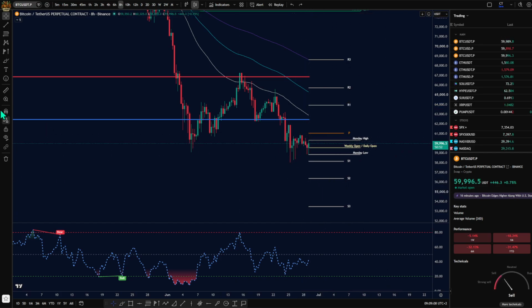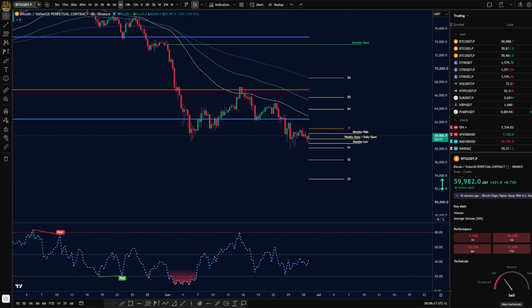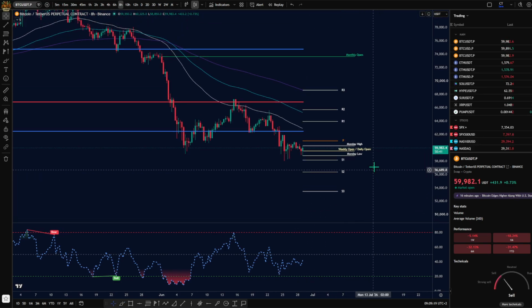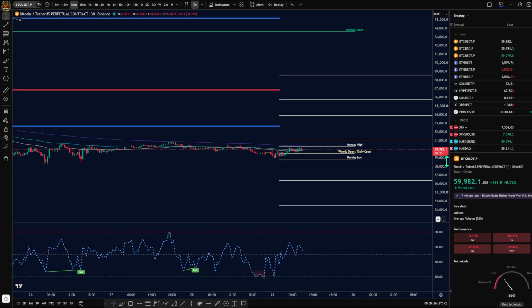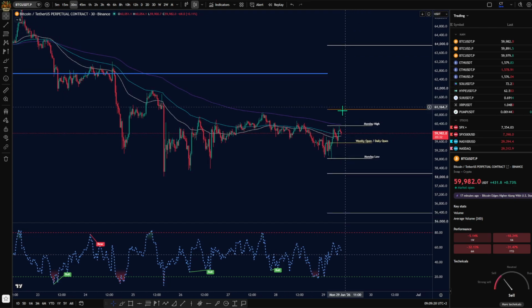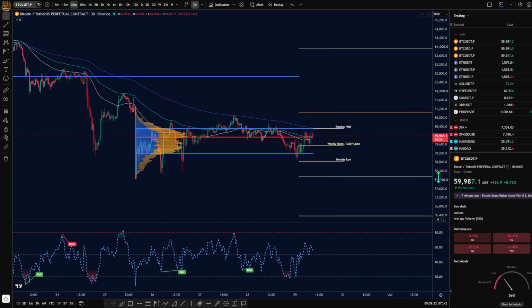Of course, if price cannot even reach the weekly pivot or the value area low, this is going to show some significant weakness, and we could be reversing down to the lows very fast. If we go on a lower time frame, put our range right here, you can see it clearly.